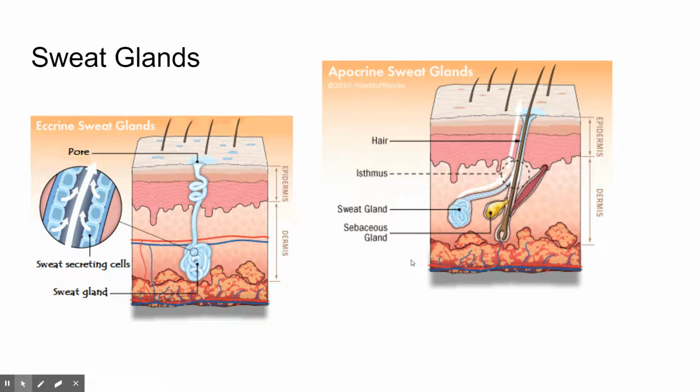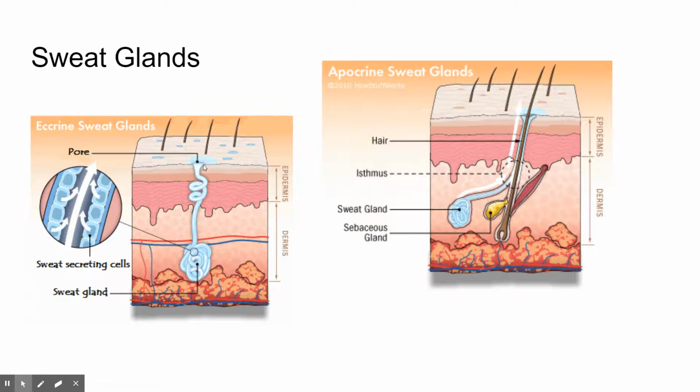Eccrine sweat glands, these are much more numerous than apocrine sweat glands, for one, and they're all over the body, but there's a lot of them on palms, feet, forehead, and their purpose is to release a material called sweat, which you're familiar with. They have a duct, here's a sweat gland. They release their material directly onto the skin right here, as you can see.